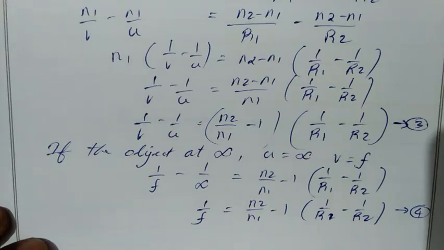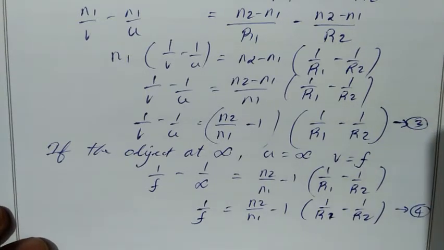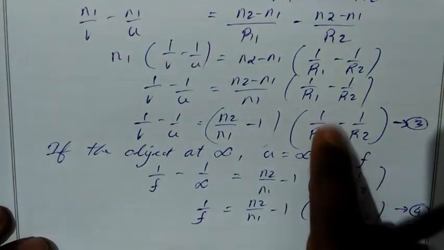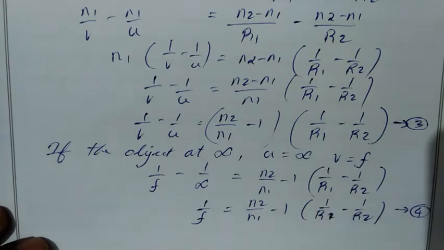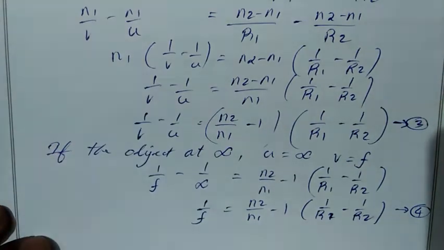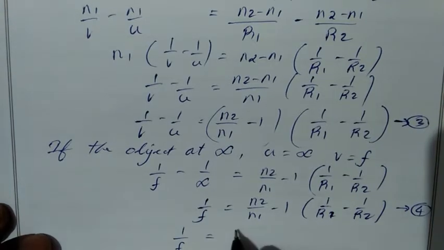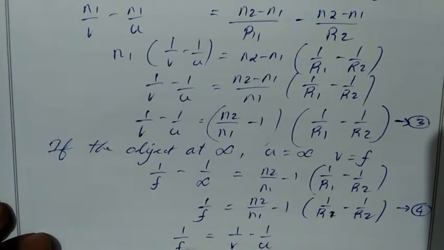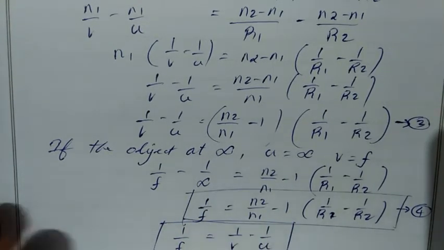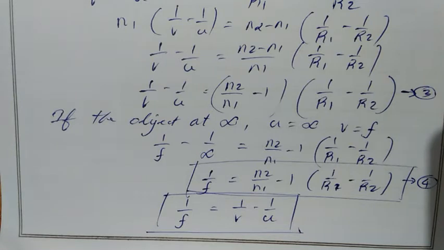Now compare equation 3 and equation 4. If you see the right hand side of these two equations, n2 by n1 minus 1, n2 by n1 minus 1. Here we have 1 by r1 minus 1 by r2. Here also 1 by r1 minus 1 by r2. So the right hand side of the equations is the same. Hence the left hand side of the equations should be the same. Correct? So on the left hand side we have 1 by f equal to 1 by v minus 1 by u. So we have both the formulas. Kindly remember these two formulas. Based on these two formulas, we will solve some numericals.